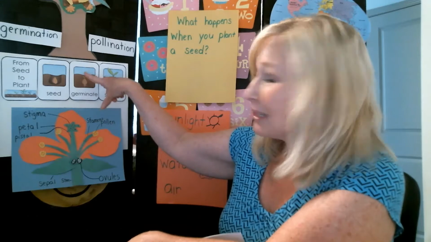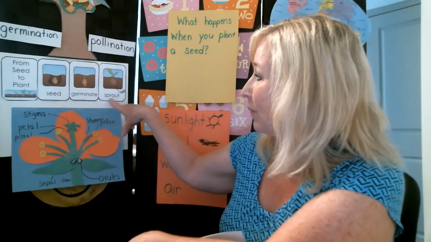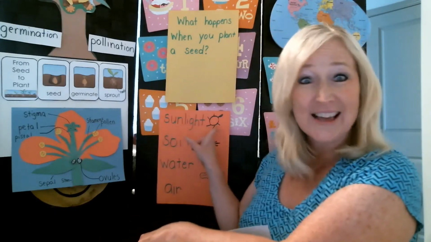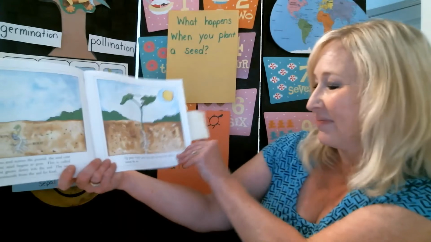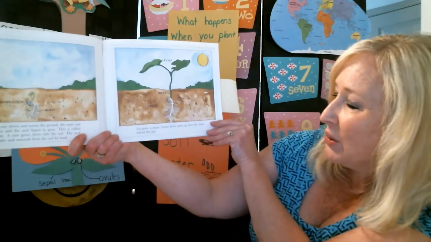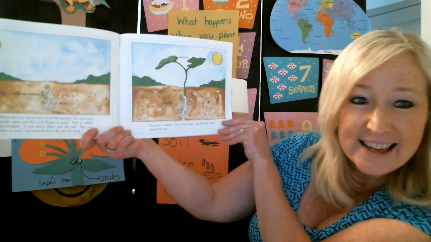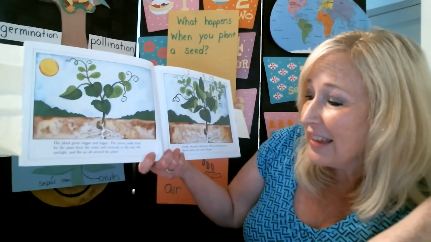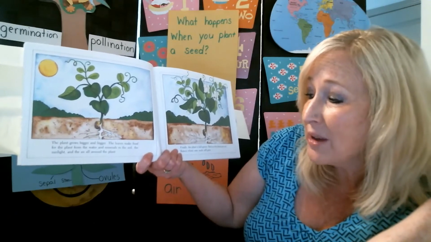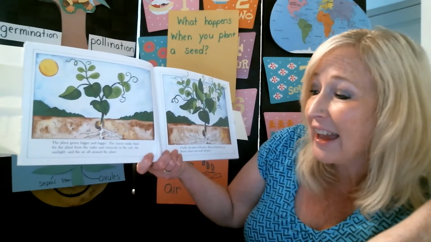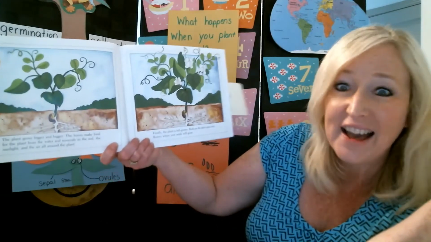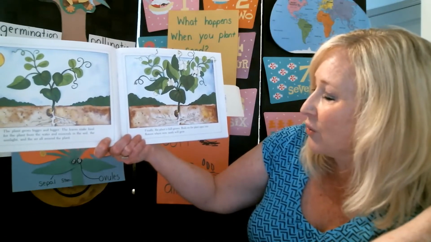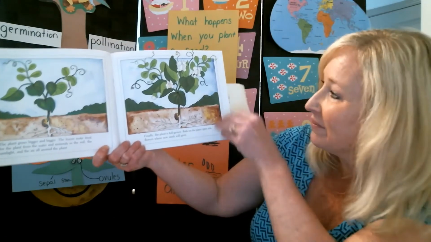It has its tiny sprout come up from the top, and roots from the bottom. Then the sprout goes all the way out of the ground toward the sunlight. Up grows a shoot. Green leaves grow up from the shoot toward the sun. The plant grows bigger and bigger. The leaves make food for the plant from the water and minerals in the soil, the sunlight, and the air all around the plant. Finally, the plant is full grown. Buds on the plant open into flowers where new seeds will grow.